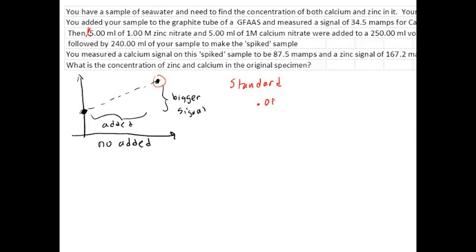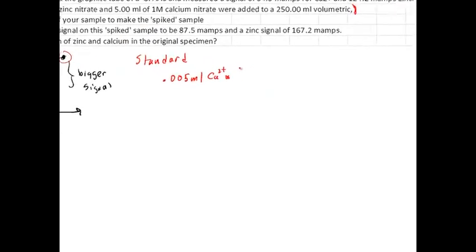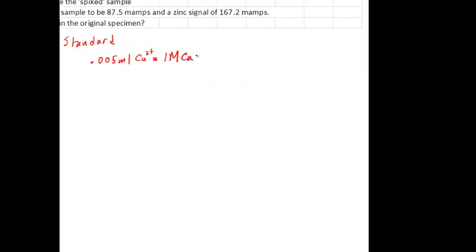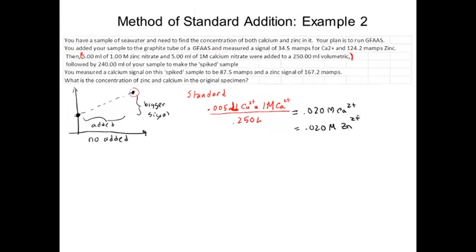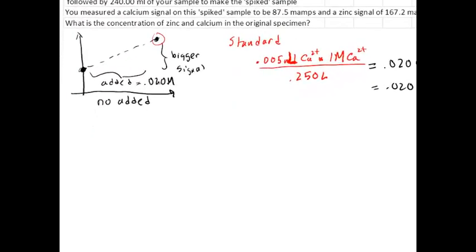You had 5 mils of calcium, and you know that that was 1 molar calcium, and so that was taken together. Those two things, sorry, this is liters, are going to be equal to moles of calcium, and you're simply dividing by 250 liters. What that's going to get you is 0.020 molar calcium. And you can go through a similar analysis because it's identical and come up with 0.020 molar zinc. So what we know is that's how much stuff we added. We added 0.020 molar.